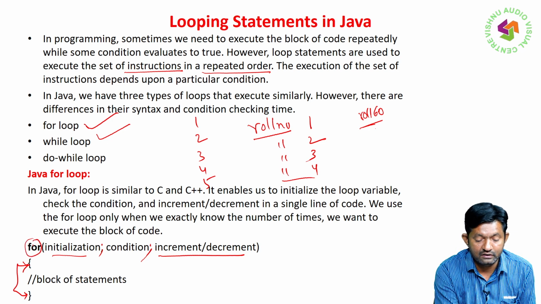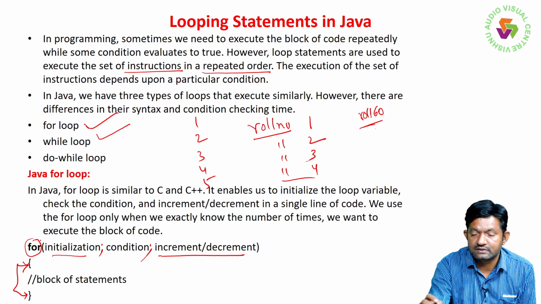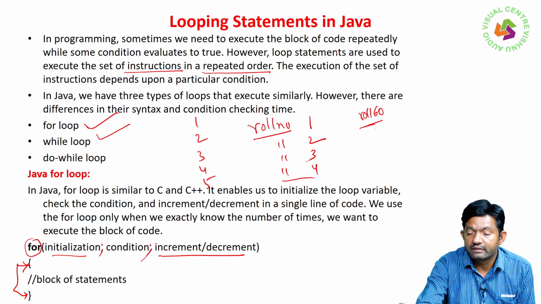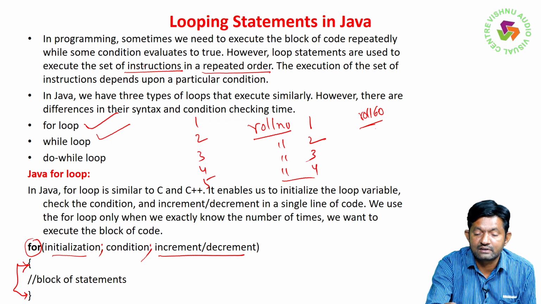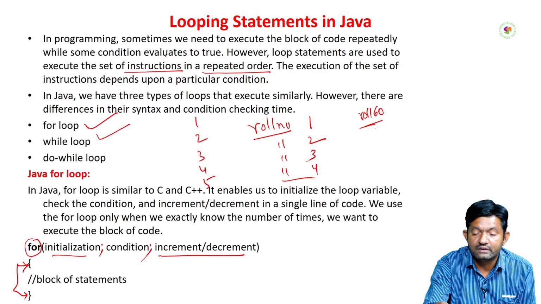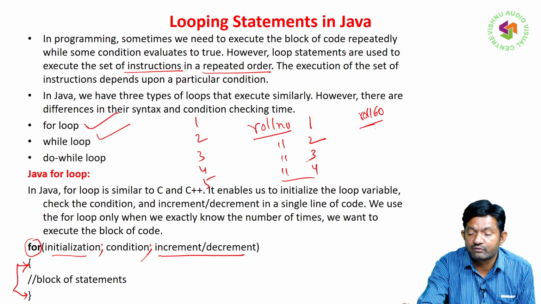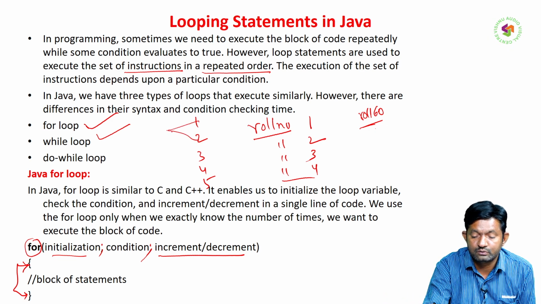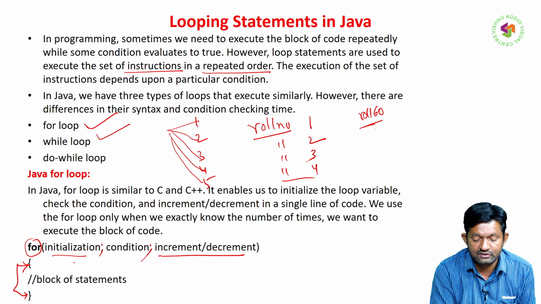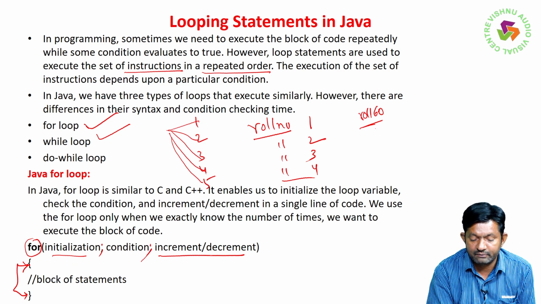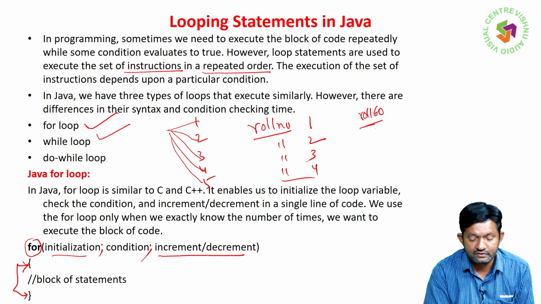For is the keyword. For is used to execute a block of code repeatedly while some condition evaluates to true. Sometimes we need to execute the block of code repeatedly, like roll number 1, roll number 2, roll number 3, roll number 4, roll number 5 and so on up to 60. We go for the for loop: initialization, condition, increment or decrement, block of statements.